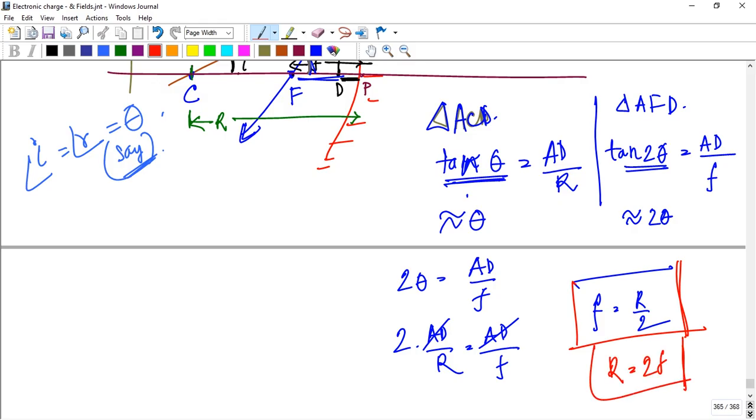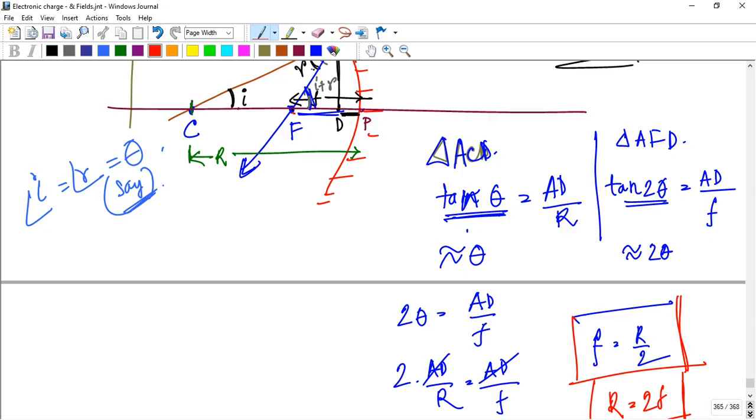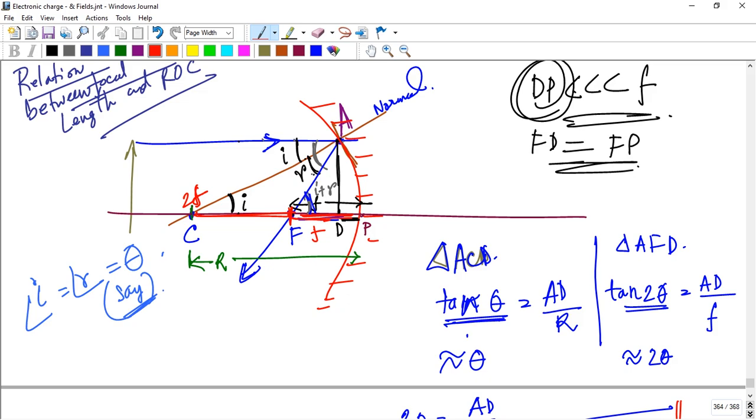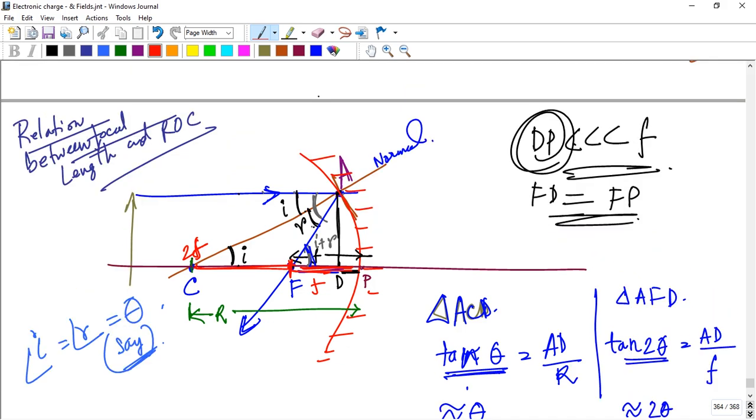So this length is F, and this length is also F. If I say these are focal length F, then twice the focal length is 2F. Okay, so we derived the relation between focal length and radius of curvature with the help of a concave mirror. Similarly, we will prove it for a convex mirror also.